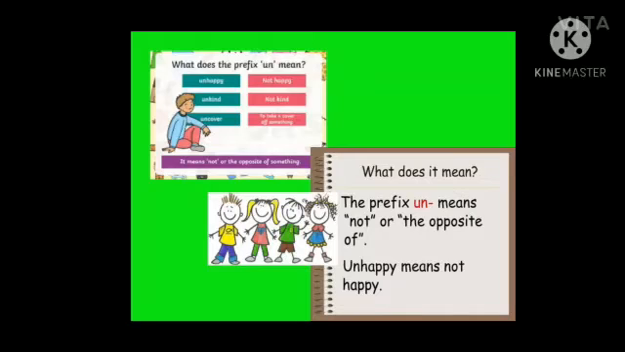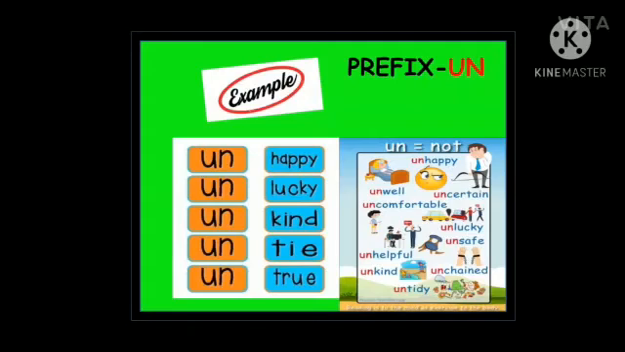Like these children are happy. If I add un in front of happy, it becomes unhappy. You are already familiar with some everyday words which we use very commonly, like unlucky, unkind, untie, untrue, unchained, untidy, unhelpful, unsafe, uncomfortable, unwell, uncertain.